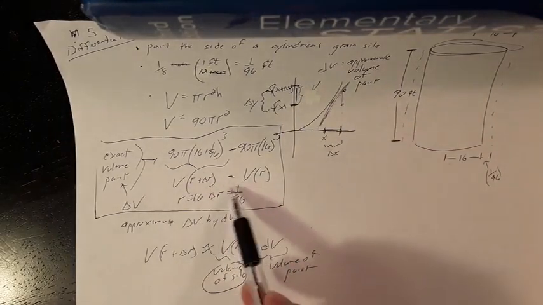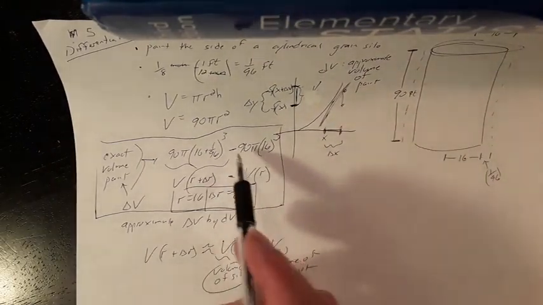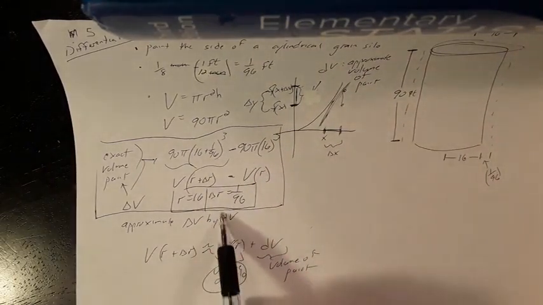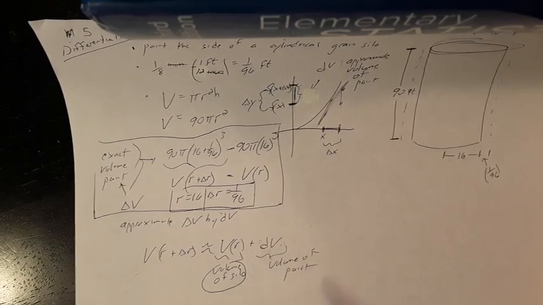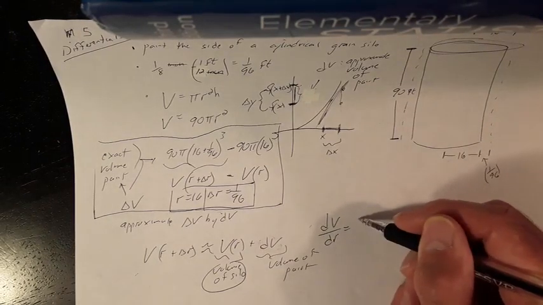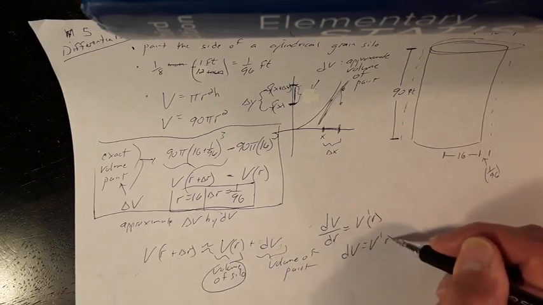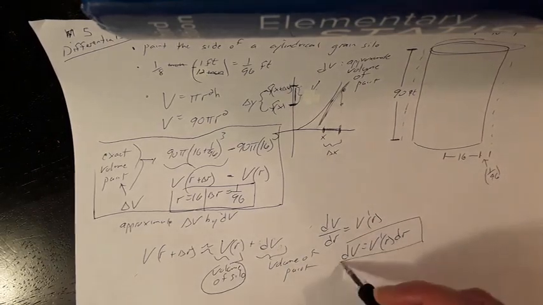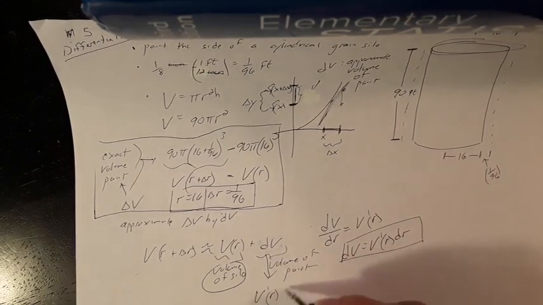We computed it explicitly up here, but we approximate delta V by dV. The dV is what replaced the delta V. This is the volume of the paint. Now dV/dr equals V prime of r, so multiply both sides by dr, and dV is V prime of r dr. So this dV that we're looking for is V prime of r dr.